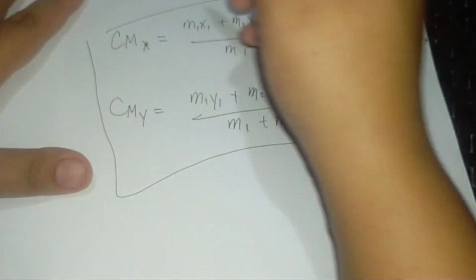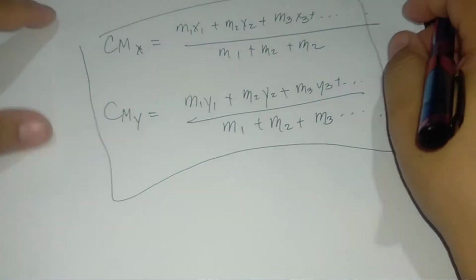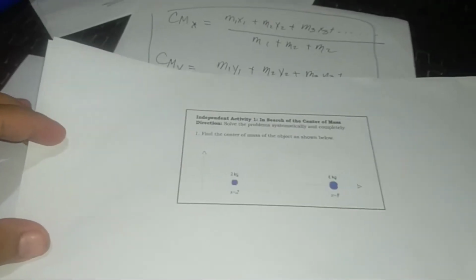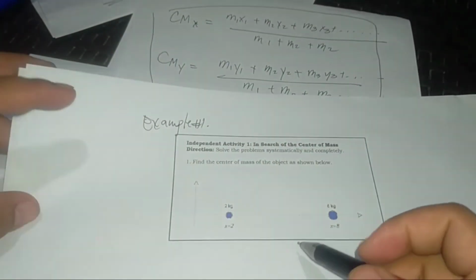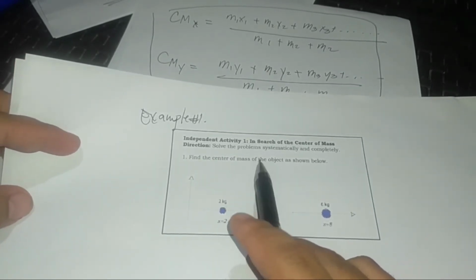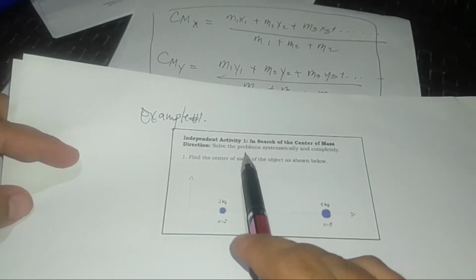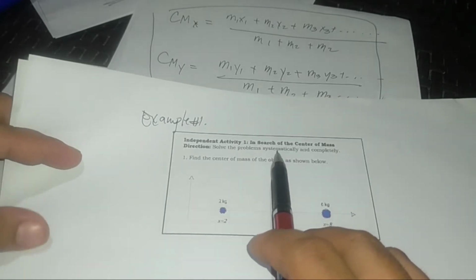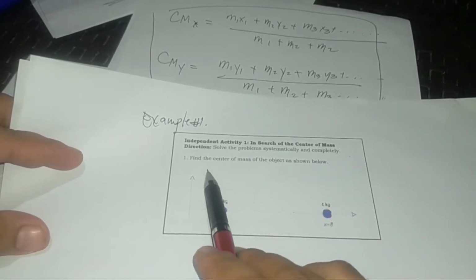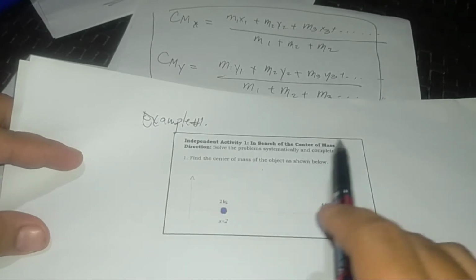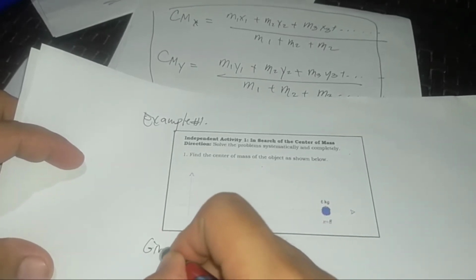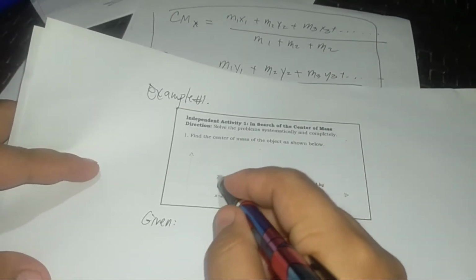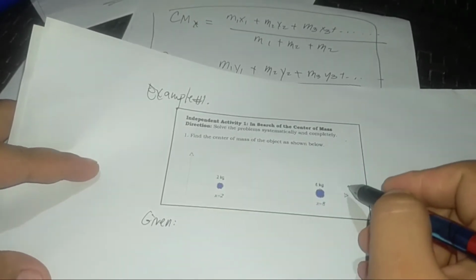So focus on this illustration and these different formulas. Let's have example number 1. Supposedly this is the problem: in search of the center of mass. Solve the problem systematically and take note, completely. Find the center of mass of the object as shown below. This one is the illustration. The first thing that you should do, guys, is to write the given. It is already written in the diagram.